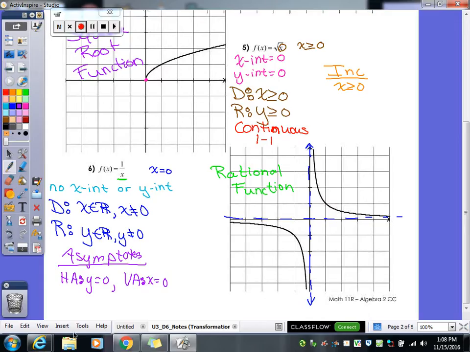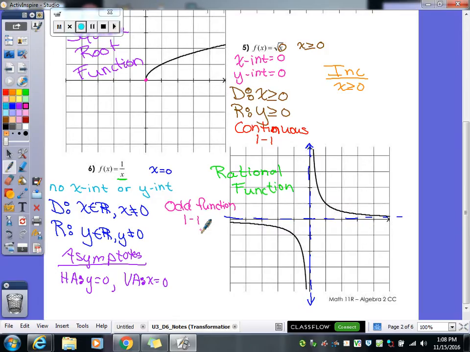Okay, is this an even function? Are we symmetric over the y-axis? Nope. Is this an odd function? Yes. Is it one-to-one? Yes. Is it onto? No, because it can't equal 0. So it's not using every single range value possible, so it's not onto.